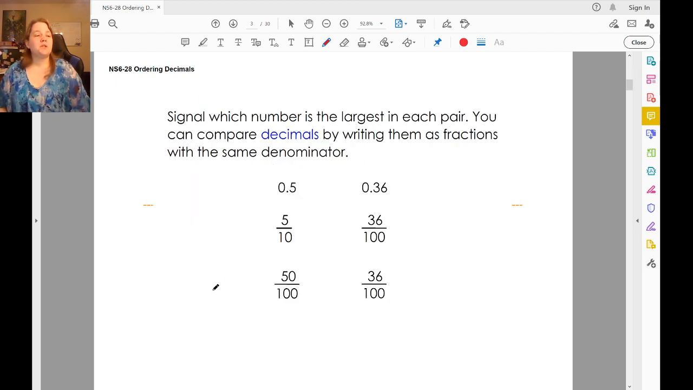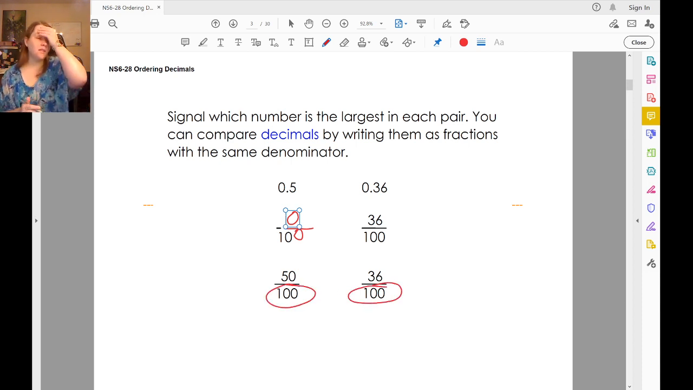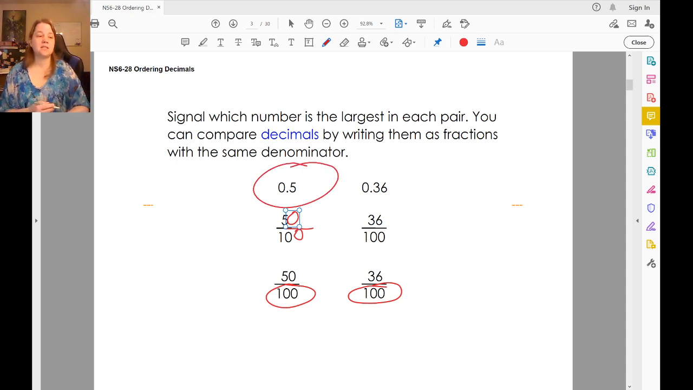They want to figure out which one is the biggest in each pair. So we have 5/10 and 36 hundredths. Well, if we turn both of these into fractions, 5/10 is just over 10. 36 is over 100. So in order to really compare them, I can't use 5/10. I have to use 50 over 100 by adding a 0 to the top and bottom. This is the only way that the denominators are the same. And now I can see that 5/10 is actually bigger than 36 hundredths.